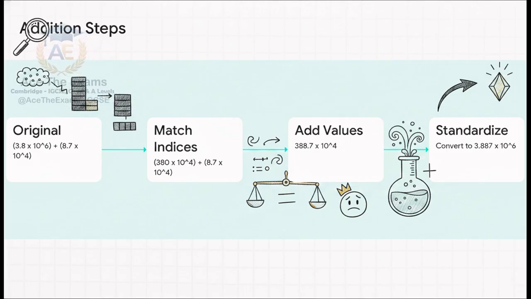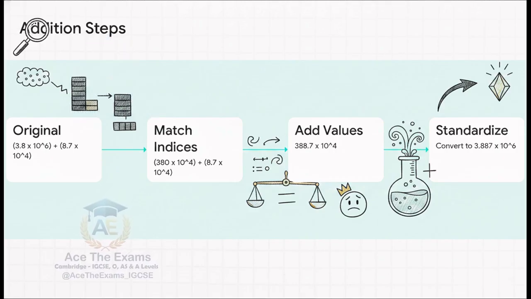But wait, hold on, look closely at 388.7. It breaks our golden rule, doesn't it? It's way bigger than 10. So step 4 is our final, absolutely essential cleanup phase. We convert it back into proper standard form by moving the decimal 2 places to the left, which increases our index by 2, giving us our final perfect answer, 3.887 times 10 to the power of 6.